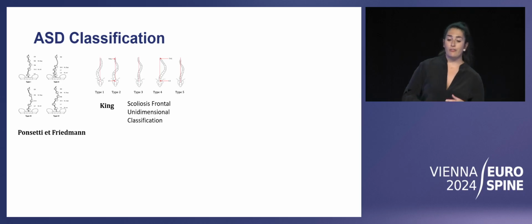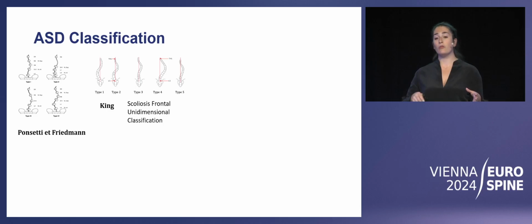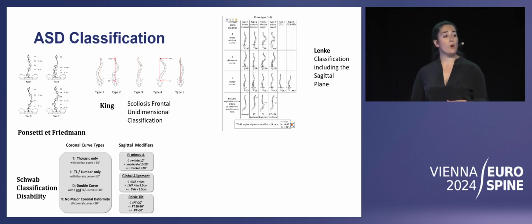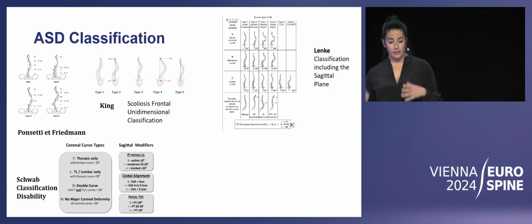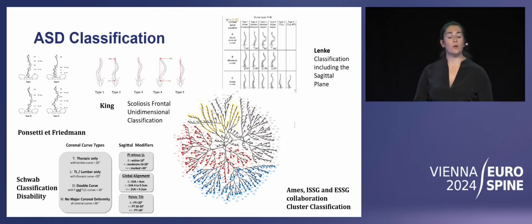There have been a lot of classification attempts, starting from the classification based only on coronal alignment, later on the Lenke classification, sagittal parameters as well, and then the Schwab classification with the inclusion of disability parameters, and Dr. Ames was the first one to introduce the use of machine learning for patient clustering.